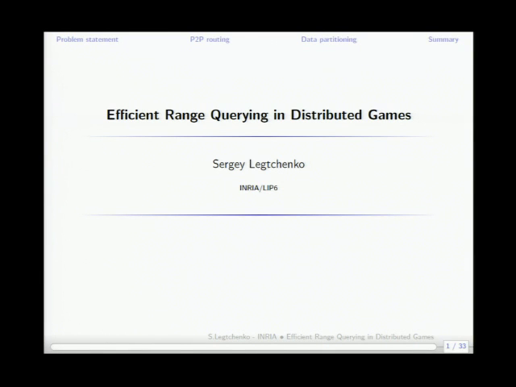Okay, so good morning, everyone. This talk will be on a part of the thing I'm doing during my PhD on improving efficiency in range querying in distributed online games.